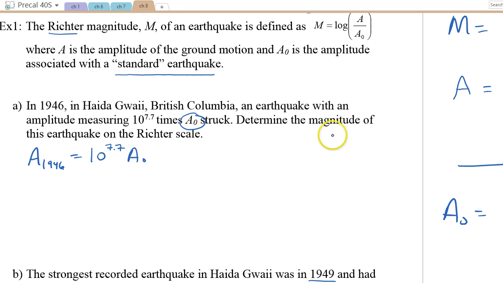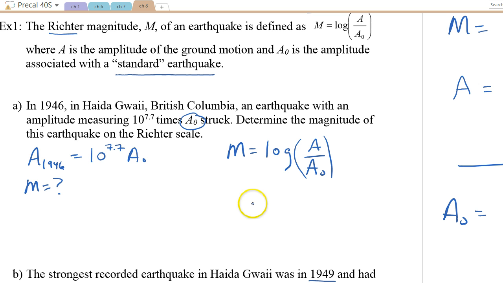Determine the magnitude of the earthquake on the Richter scale. So what that is asking is, what is M? Using our brand new formula here, we can say M is equal to the log of A over our standard earthquake, like this. So putting in our numbers, we get the log of, now instead of A, this A here would be our 1946 one. Maybe I'll just add that.